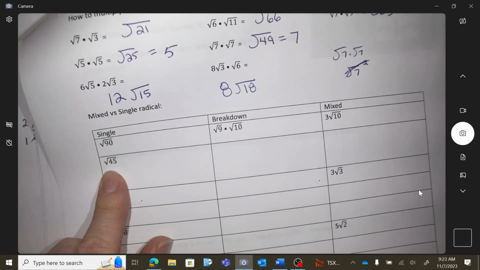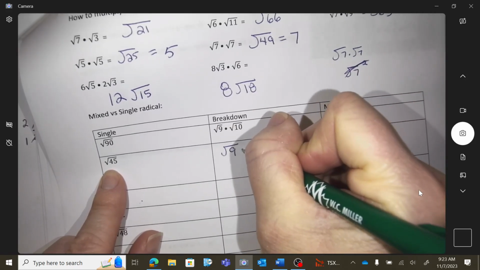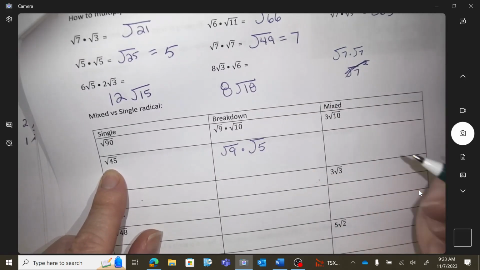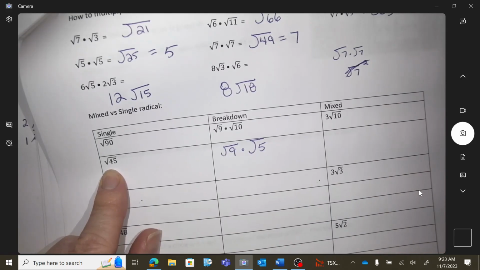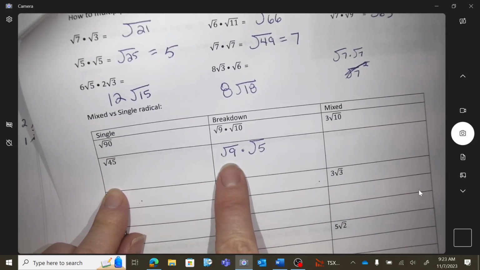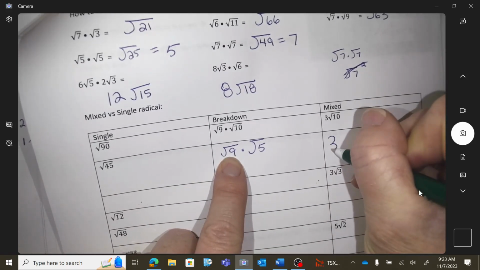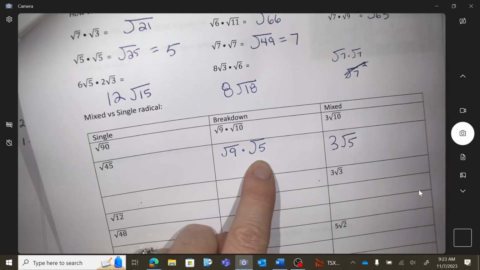Okay, so give me this one. What is 45 divisible by? Do you have any of the perfect numbers that it's divisible by? Is it divisible by 4? 9, 16, 9? 9 times 5 is 45. Therefore, root 9 times root 5 is root 45. What is root 9? Whole number 3, root 5.